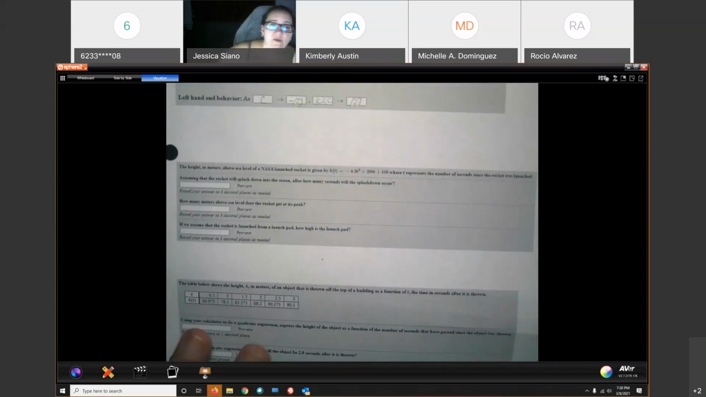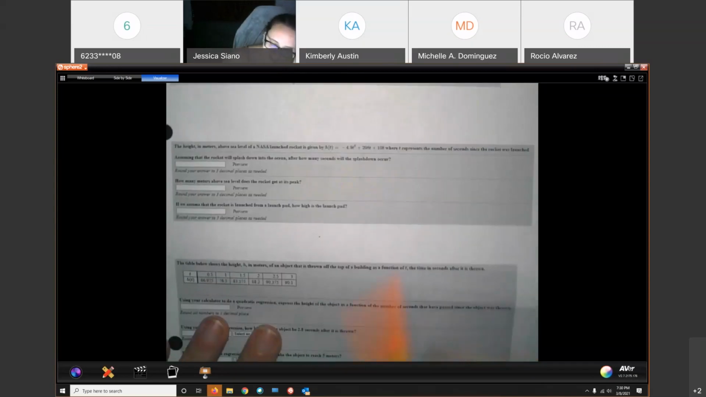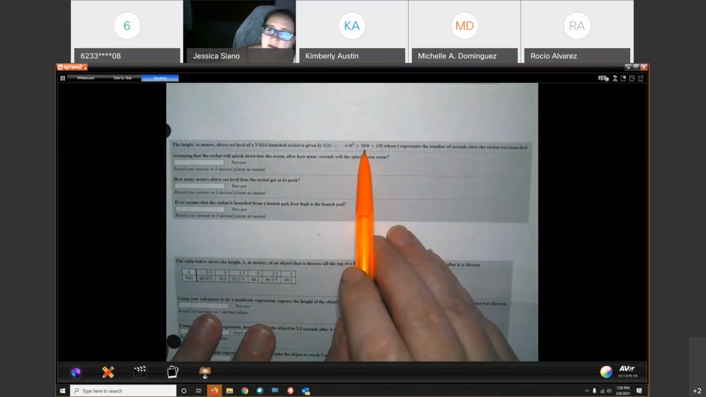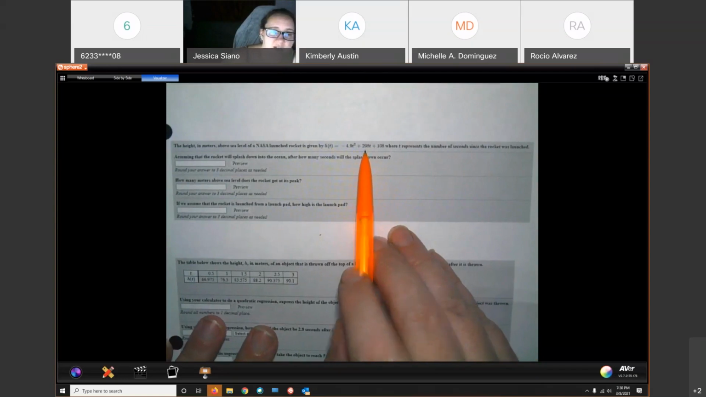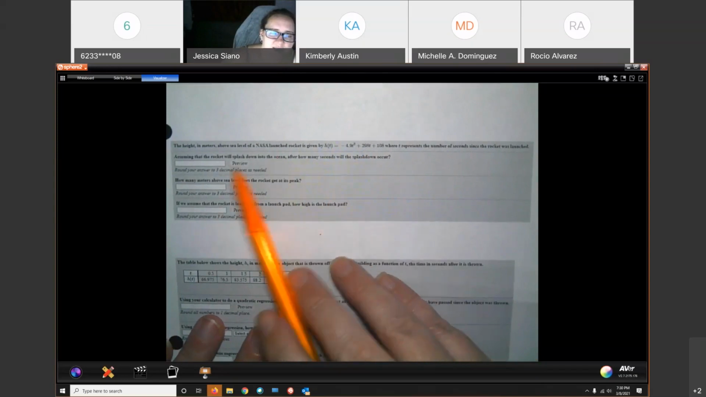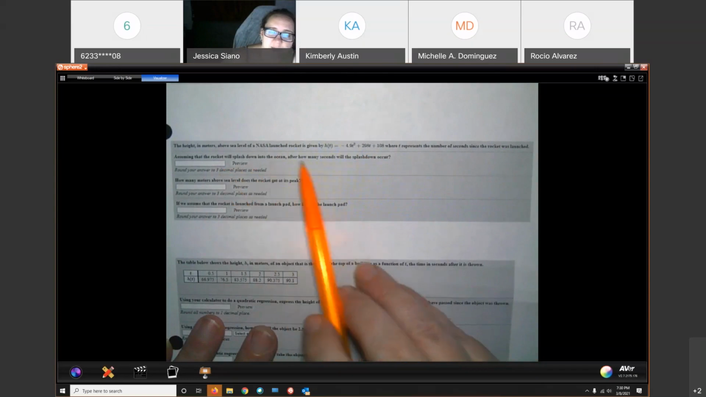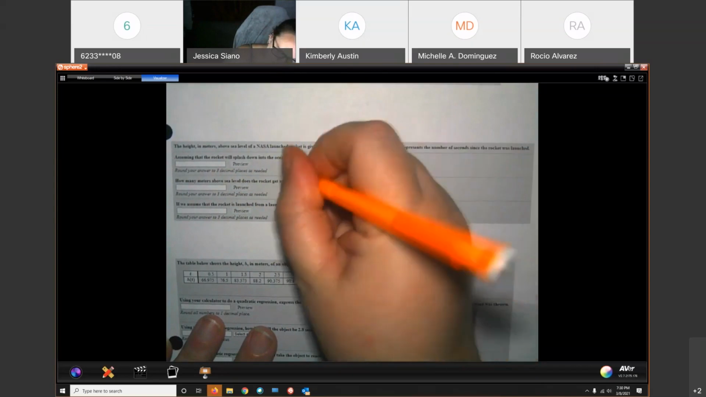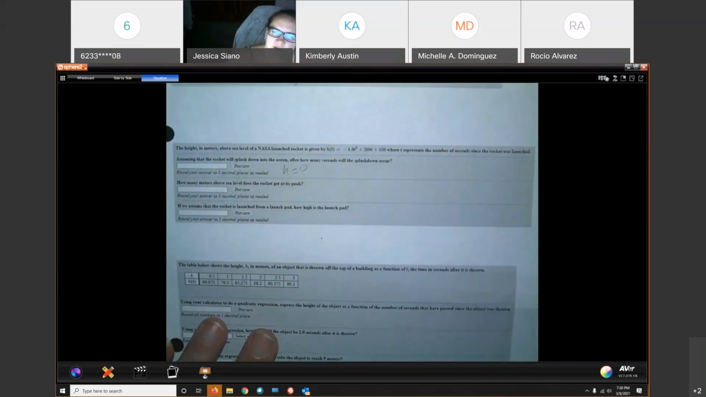Okay, so here we have the height of a NASA launched rocket, where T is the number of seconds since the rocket was launched. Assuming that the rocket will splash down into the ocean, after how many seconds will splashdown occur? So that means that I want to know, when is the height of the rocket 0?